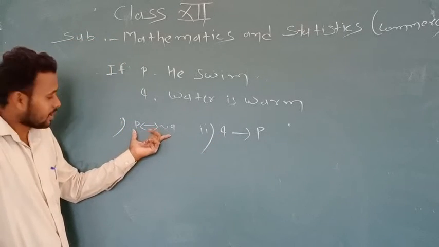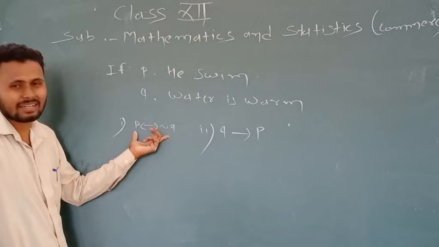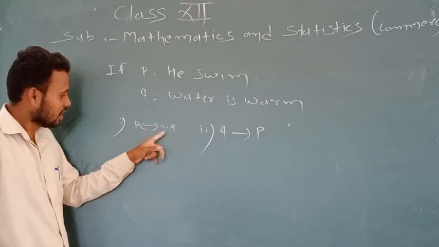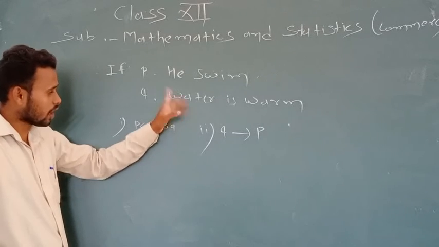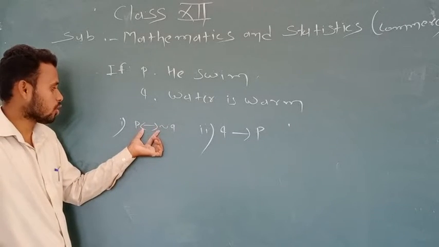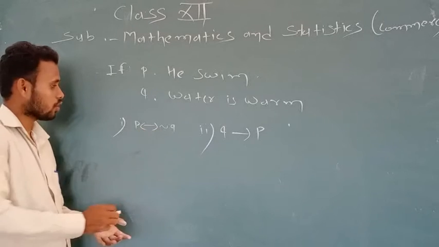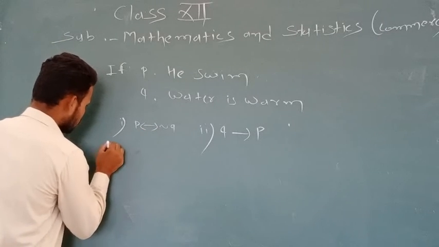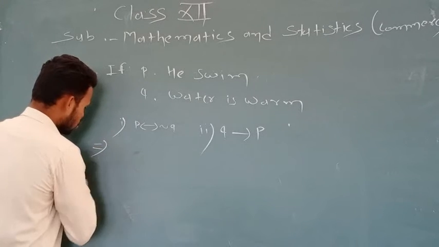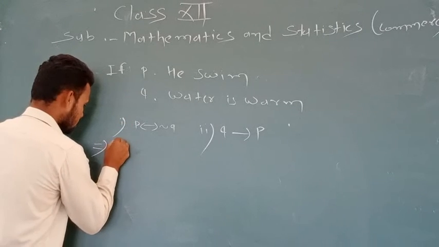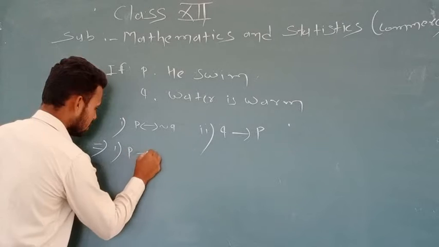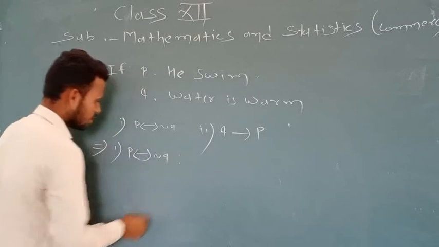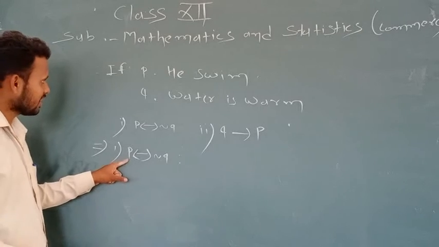From this symbolic form, we have to prepare the verbal statement. That means we substitute the value of P, substitute the value of Q, and take the negation of Q. Then we know that this symbol means if and only if. Therefore, in the solution, first we have P if and only if negation of Q.